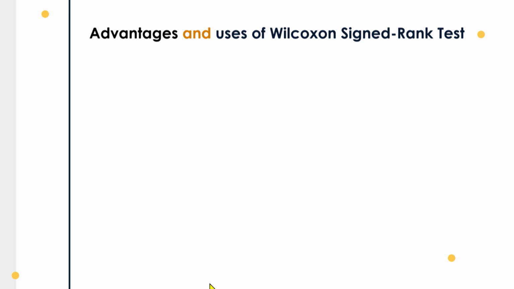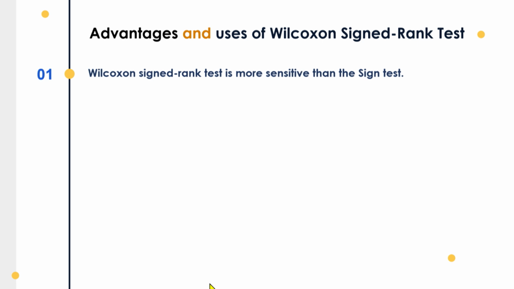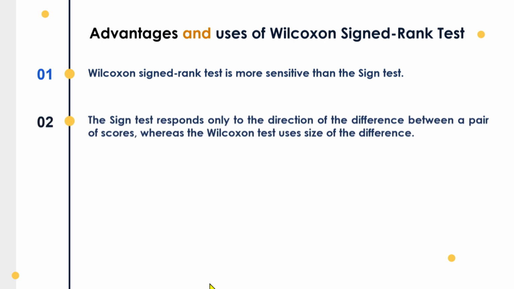So, what are the advantages and uses of the Wilcoxon sign rank test? The Wilcoxon sign rank test is more sensitive than the sign test. The reason is that the sign test responds only to the direction of the difference, whether it goes positive or negative, like upward or backward, between a pair of scores, whereas the Wilcoxon sign rank test takes into account the size of the difference, that is, the magnitude of the difference.